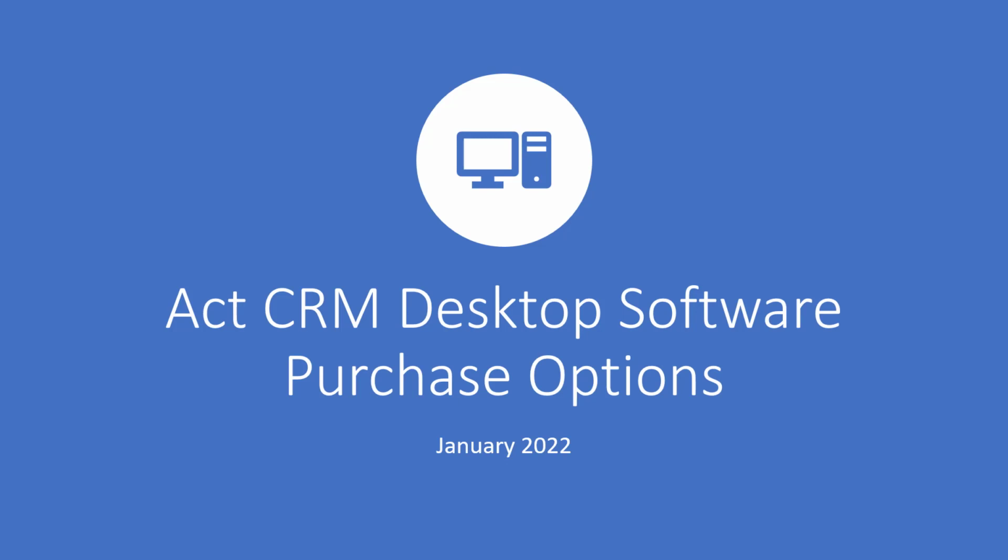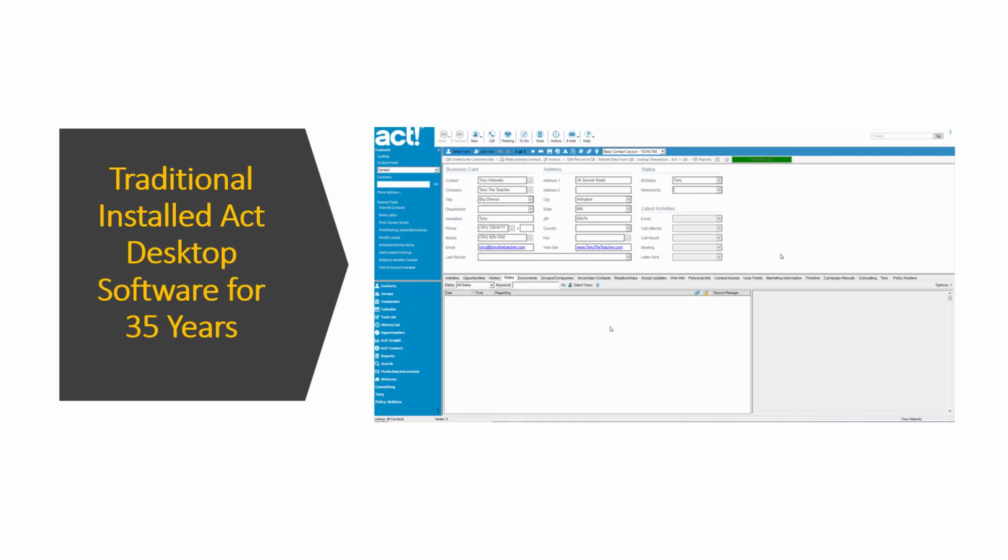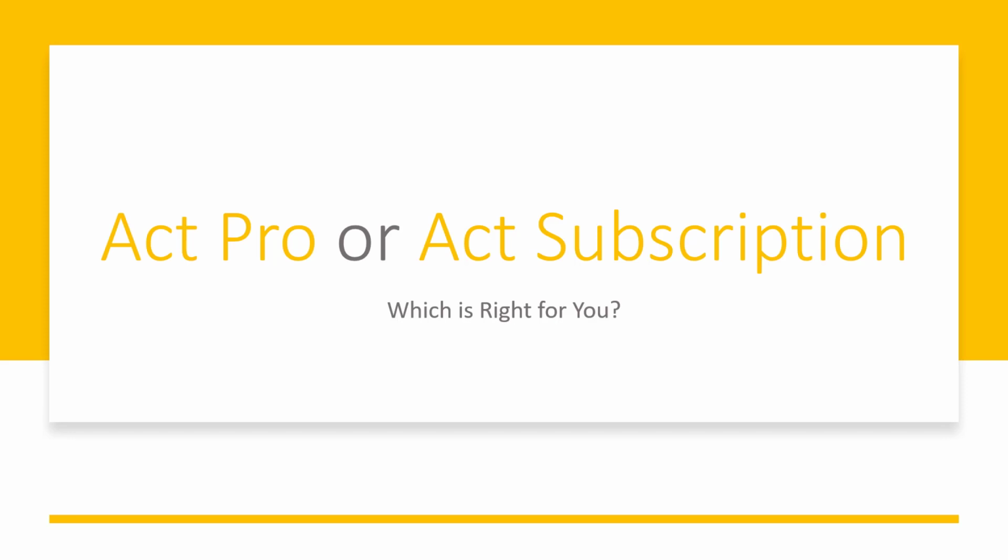I'd like to have a discussion with you about Act desktop software in early 2022. What are your options? Well, you can buy traditional Act desktop software, which is physically installed software for your computer. Many of you have used it in the past, and it's been around for almost 35 years. Act has two options, Act Pro or an Act subscription. Which one's right for you?